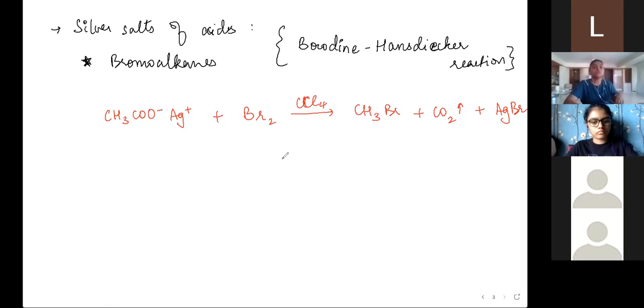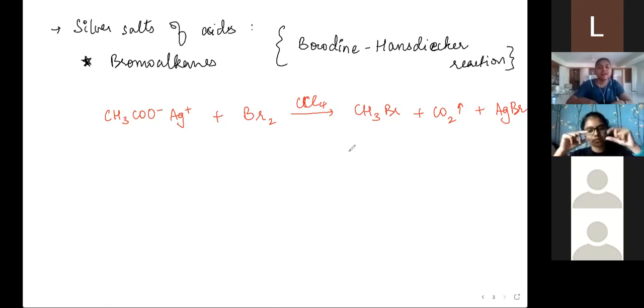So this is an additional reaction, FYI kind of a thing, useful for competitive exams and things like that. Is it given in the textbook, ma'am? I don't think this particular one is given. The last thing in the textbook is silver salts, but it's a very small part. This part is not there. I think it's only for fluorines, the Swarts reaction is the one that's mentioned. Exactly, I think that's it.